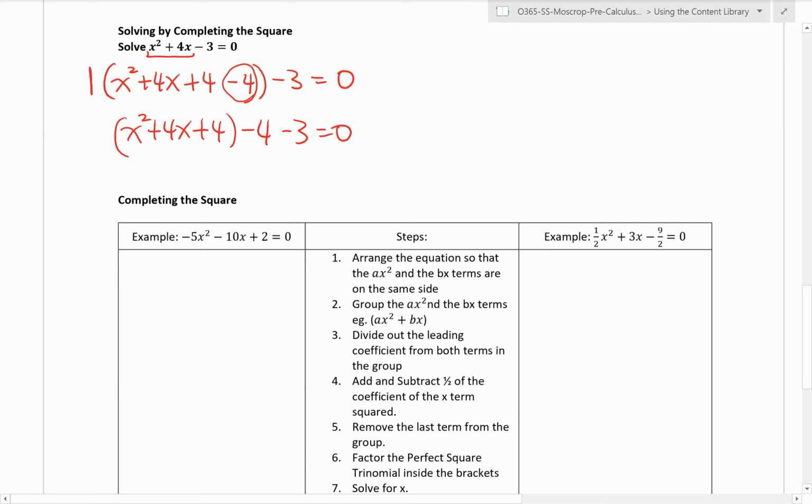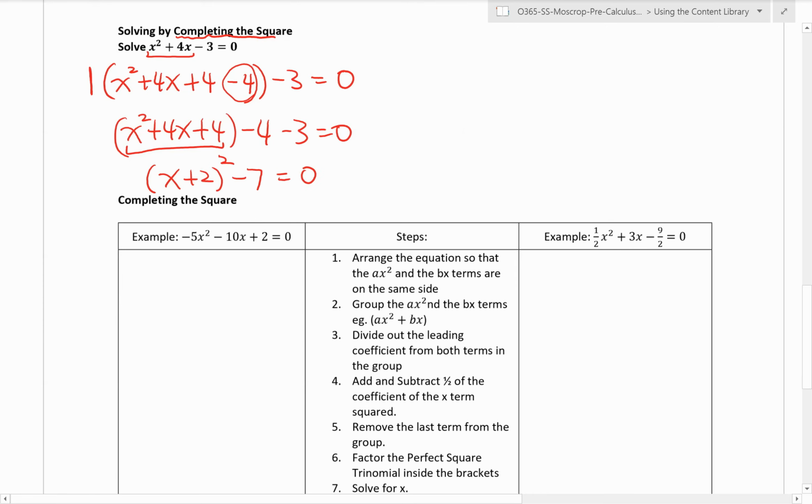Step 6, it says factor the perfect square trinomial inside the brackets. So this is actually a perfect square trinomial, and that's why it's called completing the square, because this was not a perfect square. But once we did step 4 and step 5, this actually became a perfect square. This is actually x plus 2 squared, right? Because x squared is x squared, and then the middle term, you would have x times 2 and then 2 times x, which you get 2x and 2x. So you get 4x at the end. 2 times 2 is 4. So that is actually a perfect square. You still have the minus 4 minus 3 right here, so that becomes minus 7.